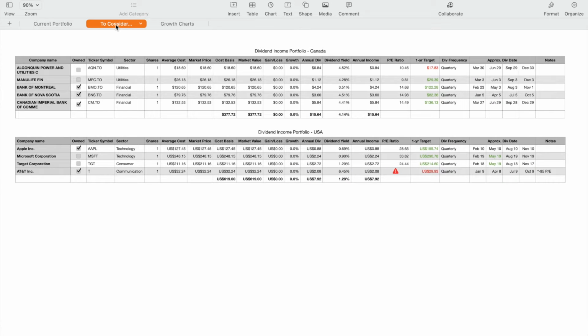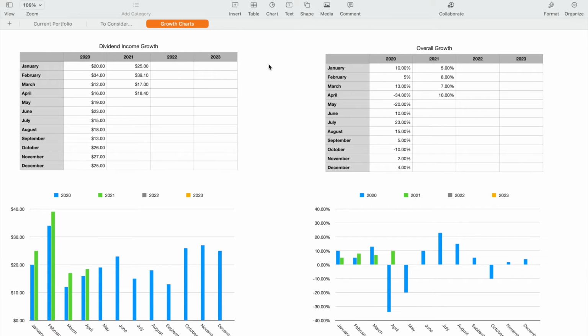The second page here is the to consider page. And it's sort of like a watch list with detailed information of stocks that I might be interested in or that you might be interested in the future. Just to keep all the information in one place. And finally, there's the growth charts page, which just tracks the growth over time. So let's take a look at each of these pages. We'll start with the current portfolio.